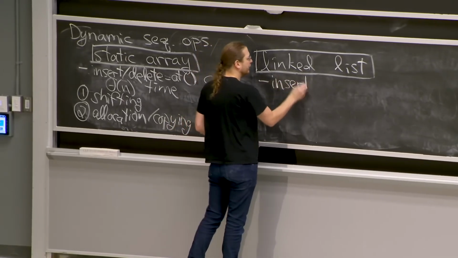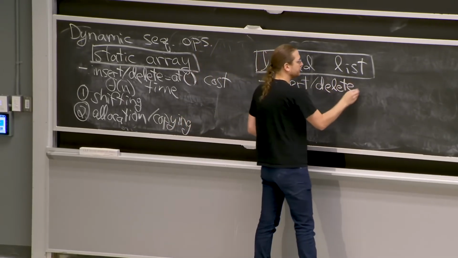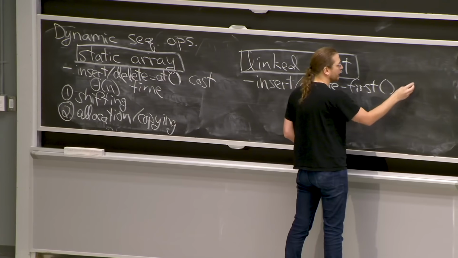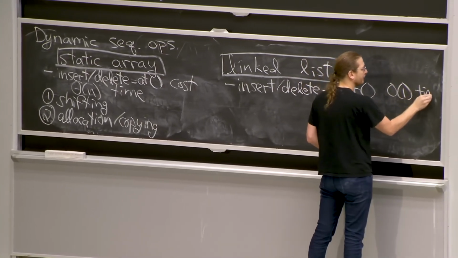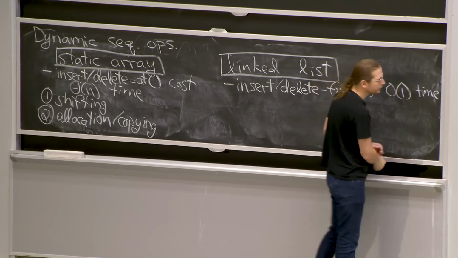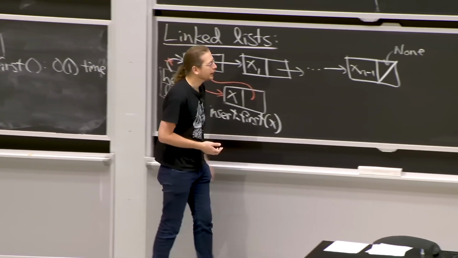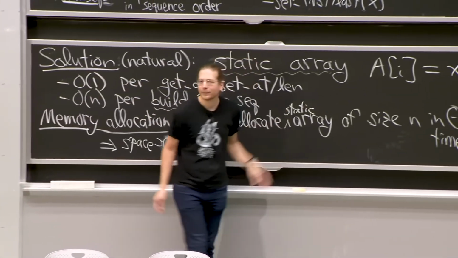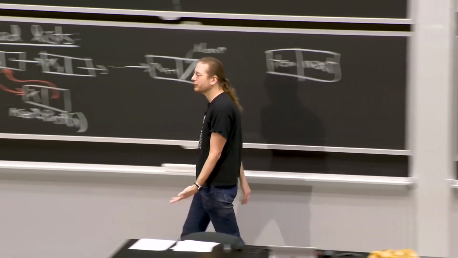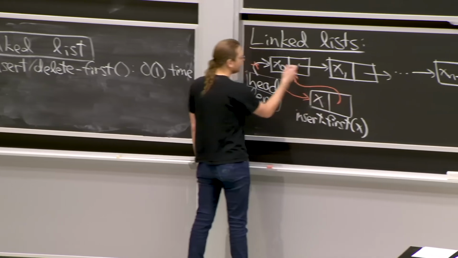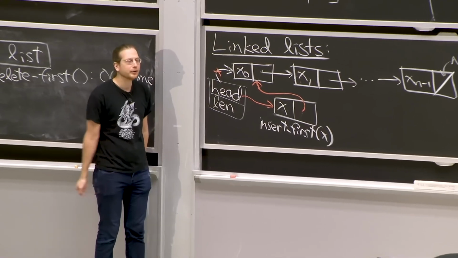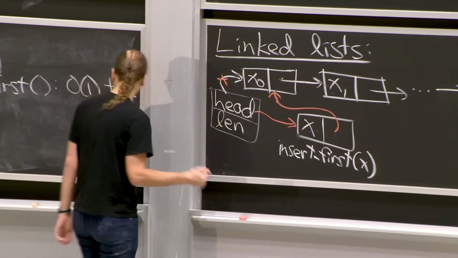We won't get much more than that. But in a linked list, insert and delete first are constant time. So that's cool. However, everything else is going to be slow. If I want to get the 10th item in a linked list, I have to follow these pointers 10 times. I go 0, 1, 2, 3, and so on. Follow 10 next pointers, and I'll get the 10th item. Accessing the ith item is going to take order i time.